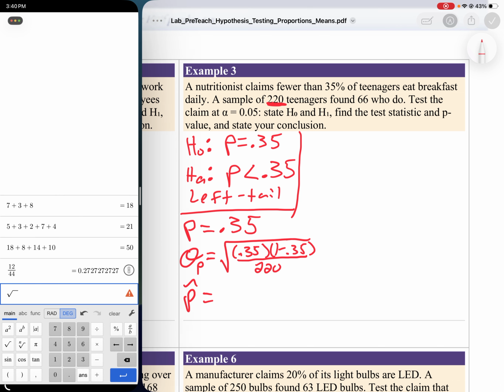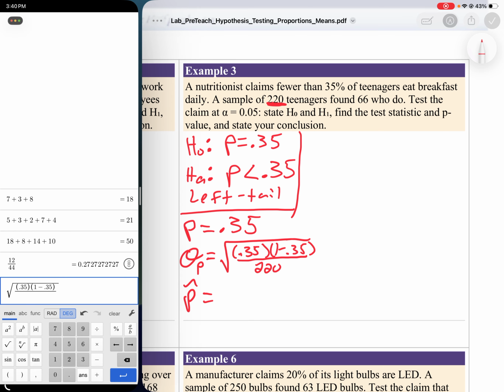So square root of 0.35 times 1 minus 0.35, and all of that's divided by 220. So we will get a standard deviation of 0.032157. I'm always going to grab 5 or 6 numbers.